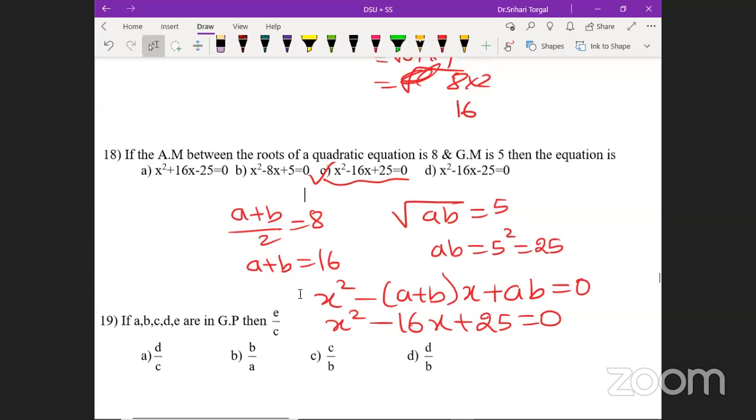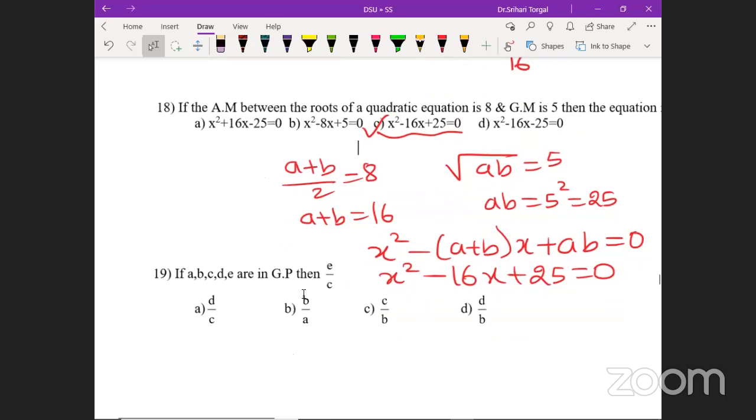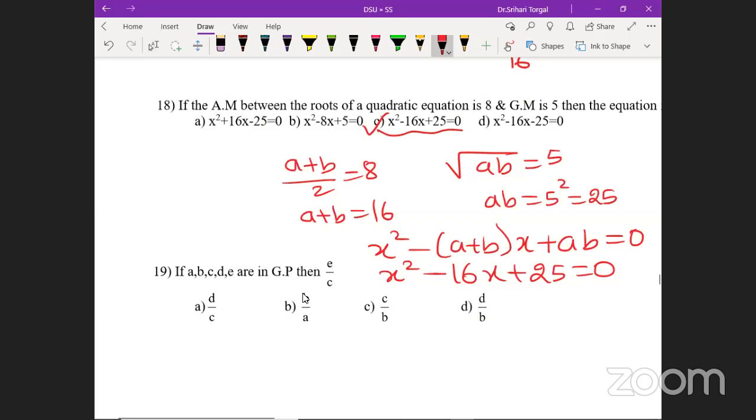Next question. Question number 19. If A, B, C, D, E are in GP, E by C is, see here. Let me take B by A as one ratio, that is R, correct? And C by B is R, D by C is R, E by D is R, right? Between E and C, two R's are there, so you will get R square as the answer.